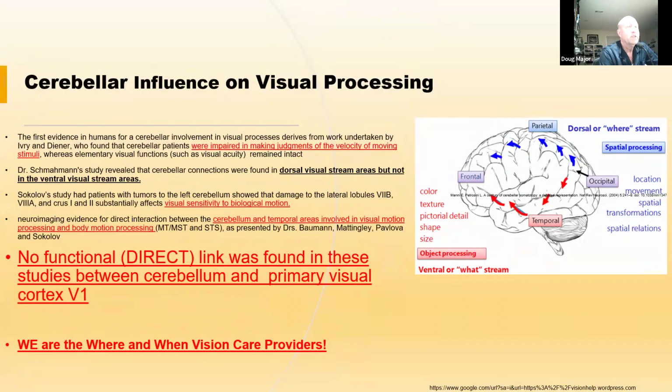The cerebellum influences visual processing. This was a slide shared with me at the Brain Mapping Institute by a physical therapist, actually. When there are impairments with the cerebellum, we make errors in velocity of moving things and sensitivity to biological motion. But the main thing I want to point out is there's no direct link between the cerebellum and the primary cortex. We're connected to the dorsal stream, but not the ventral stream. And aren't we dorsal stream doctors? We are the vision care providers that use this processing in the cerebellum.